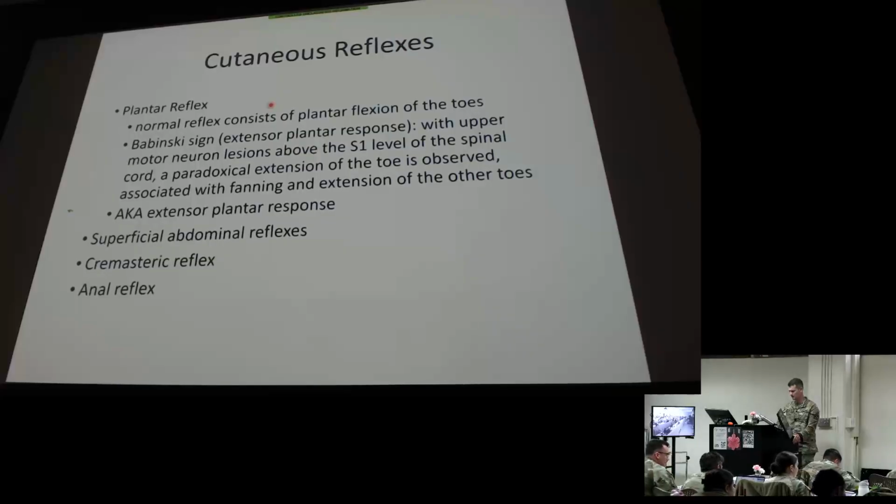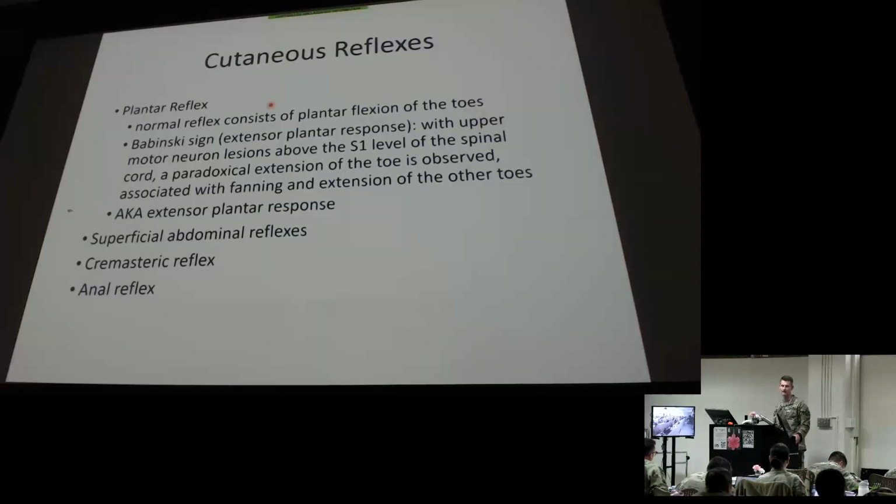Now, the superficial abdominal reflexes, don't pay too much close attention to that. I don't use those very often. And then cremasteric reflexes, we're stroking the thigh. We see an ipsilateral raise of the testicles. I don't do that very much. Last one is called the anal reflex. Does anyone know what that is or has witnessed that before? Also might be known as an ER handshake.